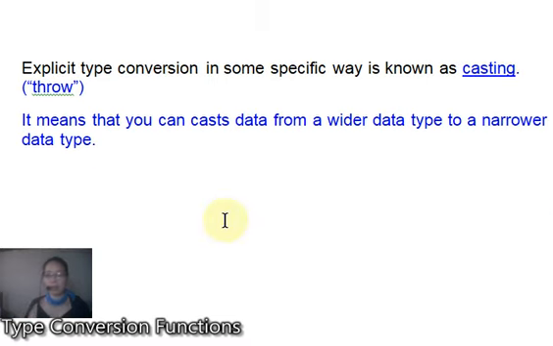Explicit type conversion, in some specific way, is known as casting. It means throw. You can cast data from a wider data type to a narrower data type.